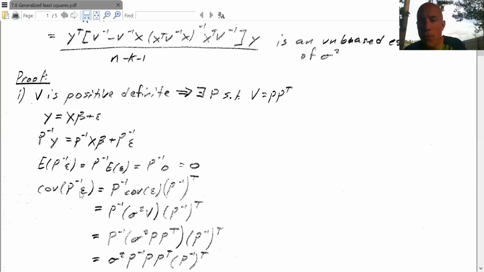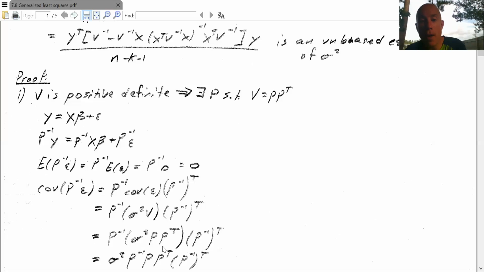Well, we have a formula for that. When I take the covariance of a matrix times a vector, I take the matrix out to the front, take the transpose to the right, and then the covariance of the random part in the middle. We know what this is because we made the assumption at the beginning of the theorem. This is sigma squared times V, so we put that in there. Now remember that V is the same as P times P transpose, so I'm going to replace V with that.